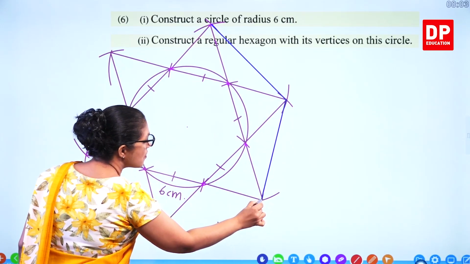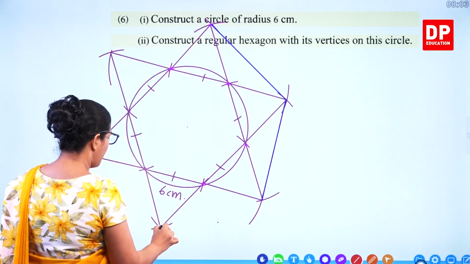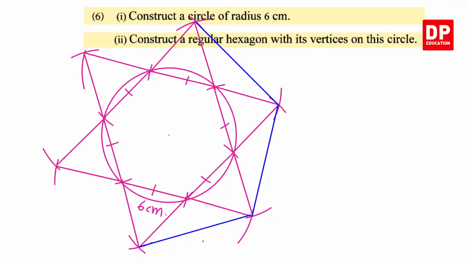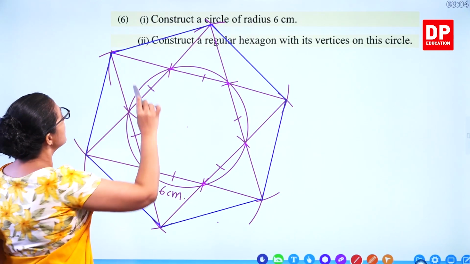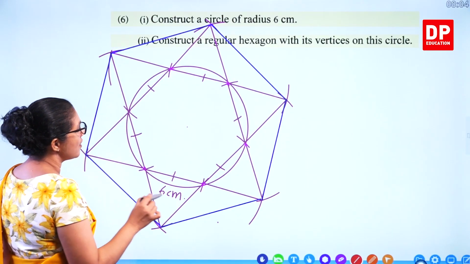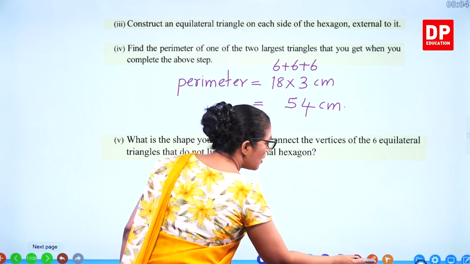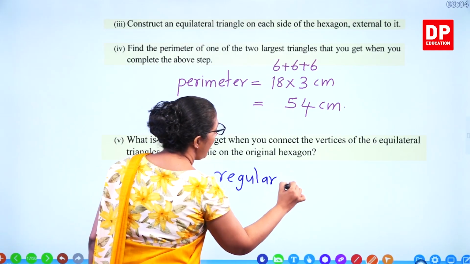1, 2, 3, 4, 5, 6. Again you are getting a hexagon, 6-sided polygon. That's a regular one. So all lengths are equal. So you get another regular hexagon. Regular means all sides are equal.